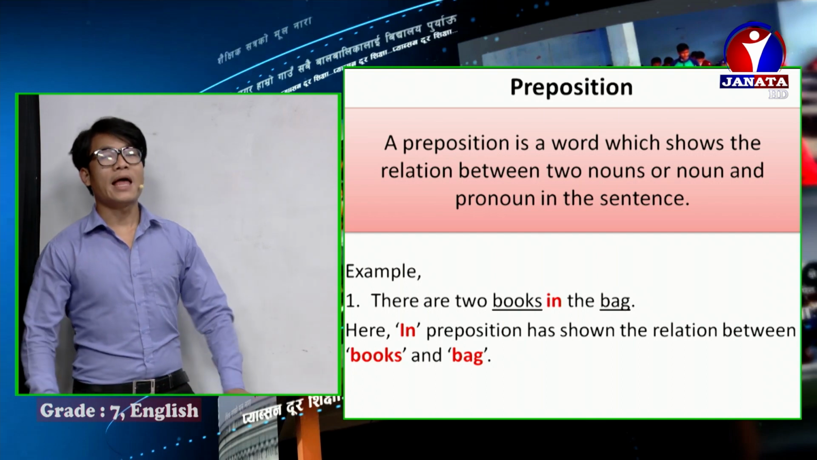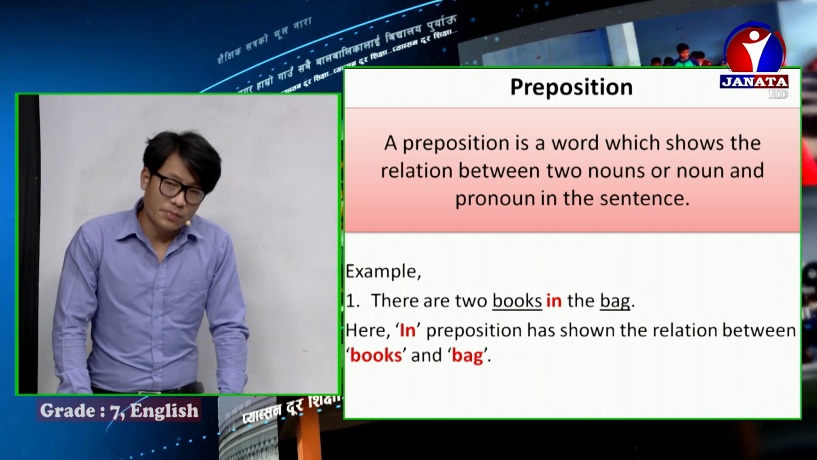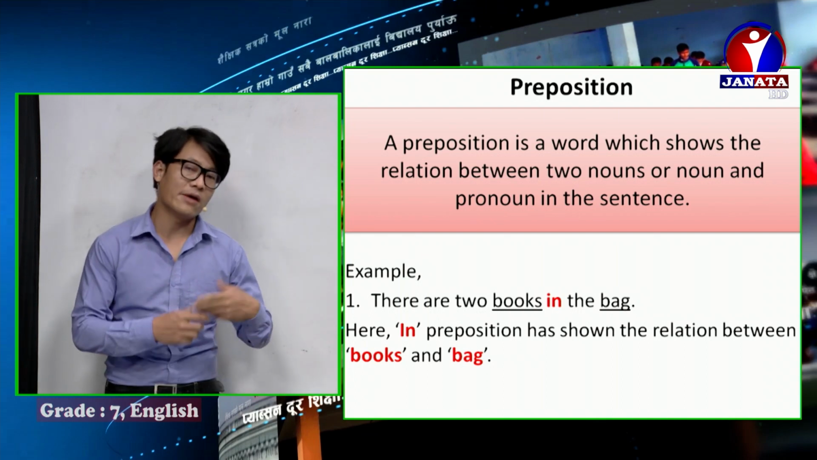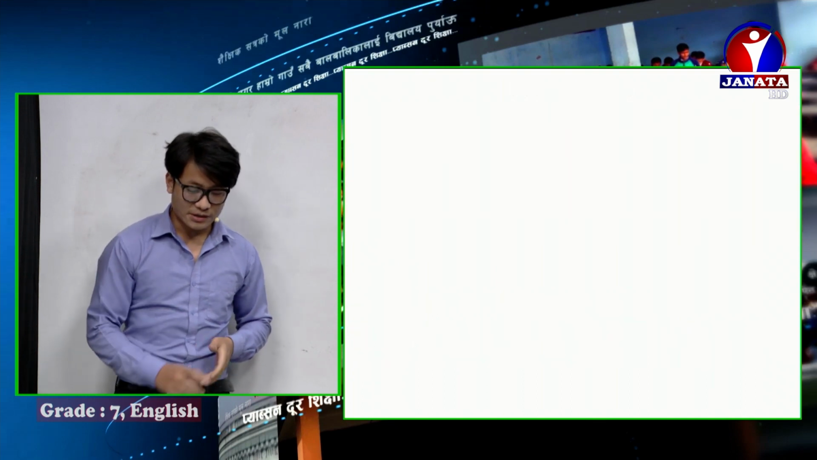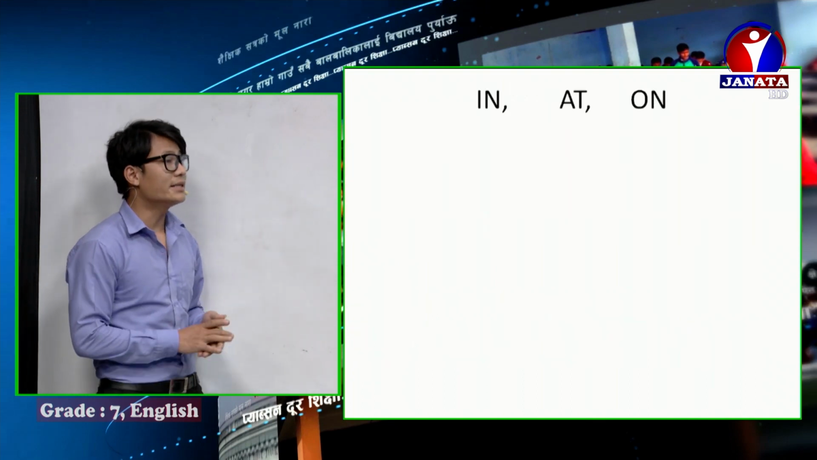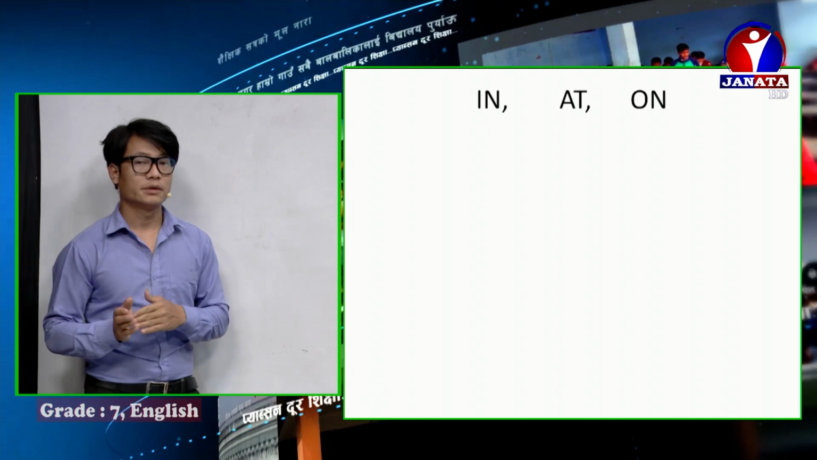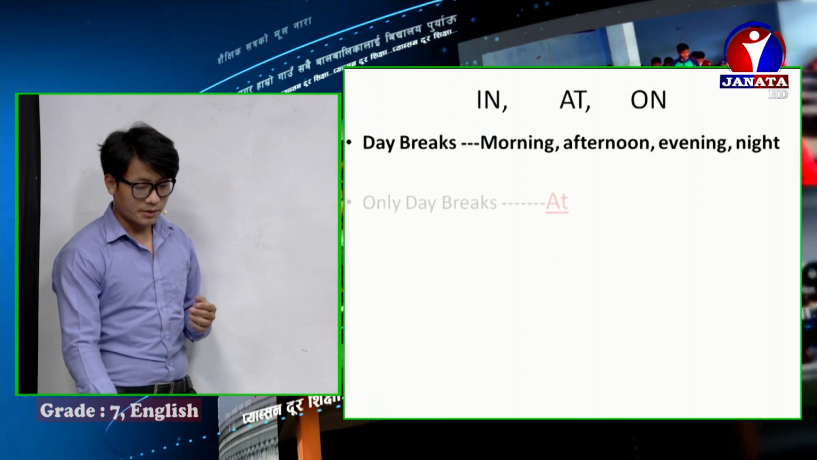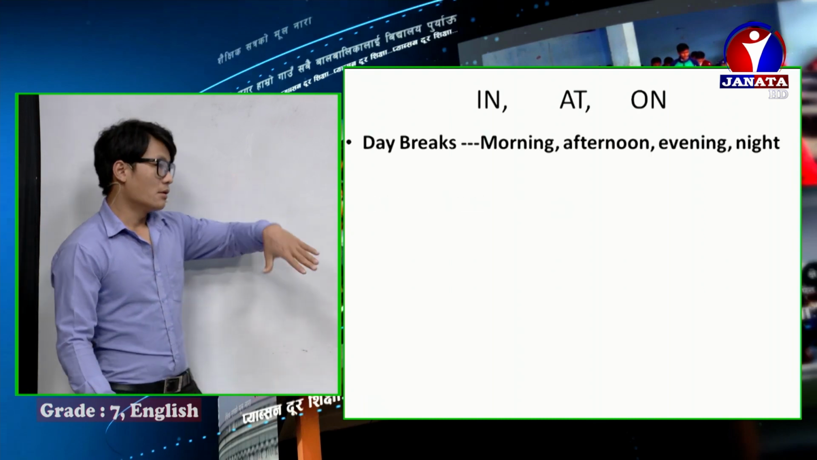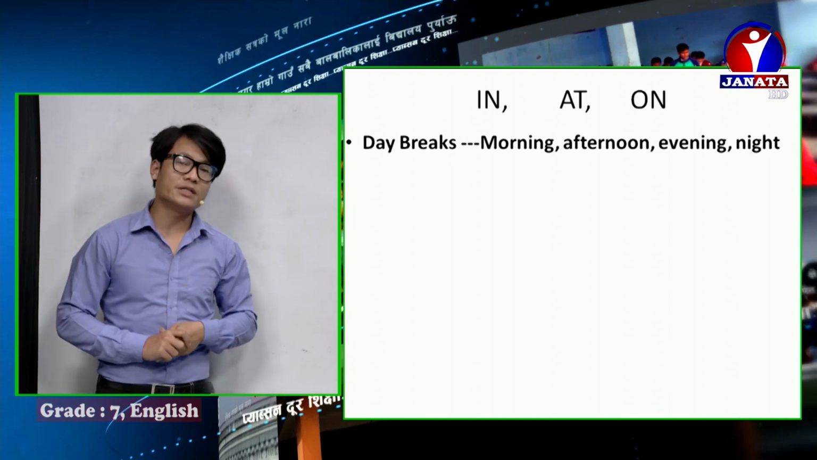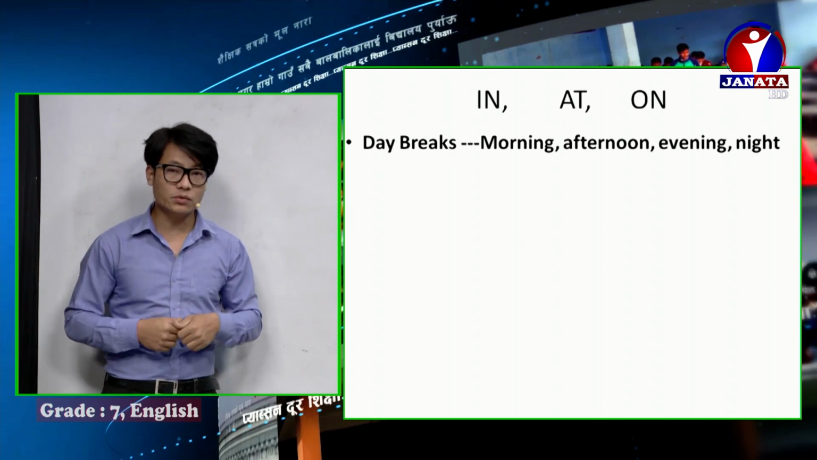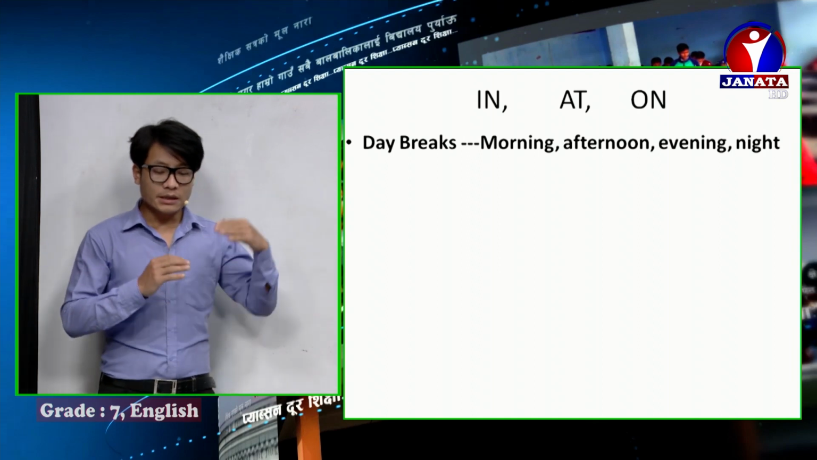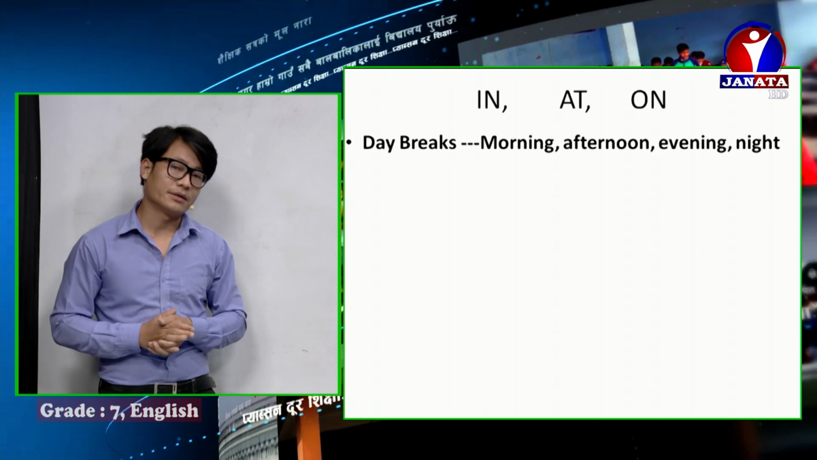Now, we will look at more prepositions and how to use them. I will give you examples also. First we have, as you can see on this side, in, at, on. Let's talk about day breaks. Obviously we have four day breaks: morning, afternoon, evening, and night. So how do we use these three prepositions with the day breaks?